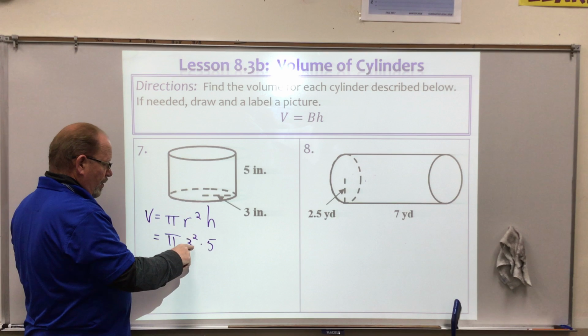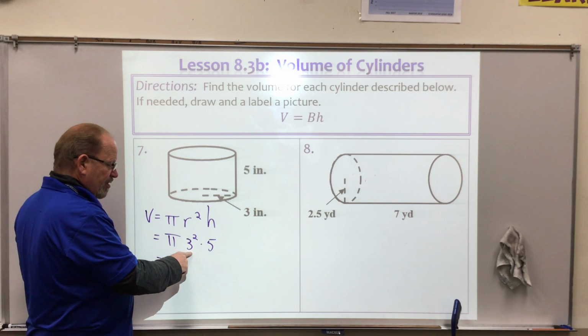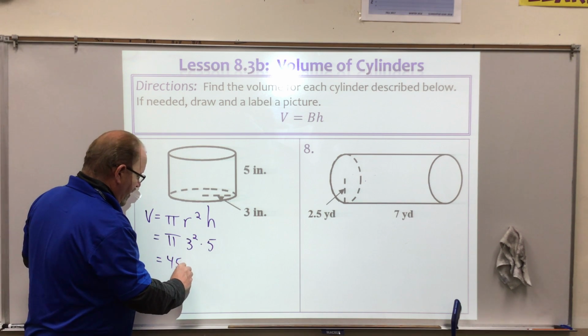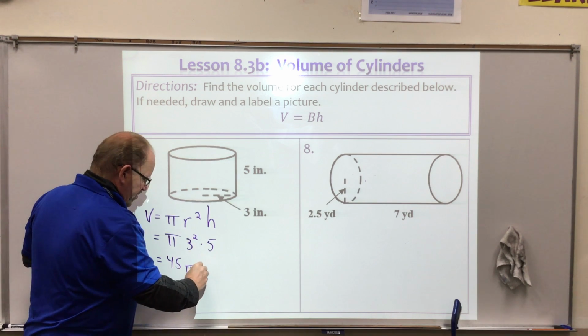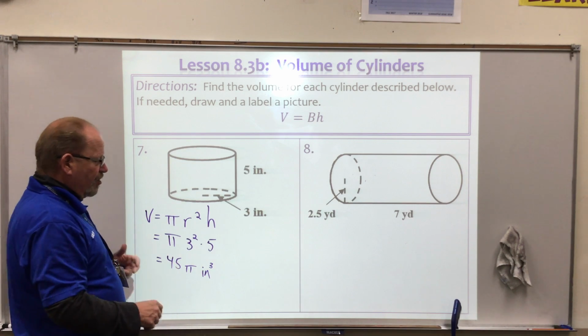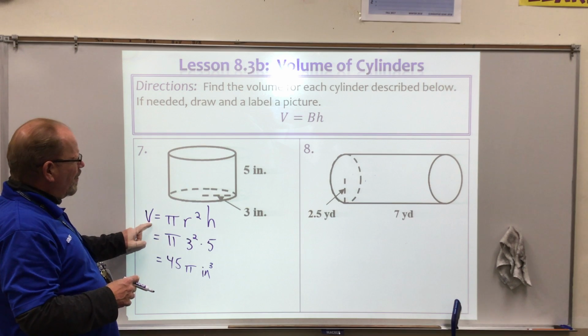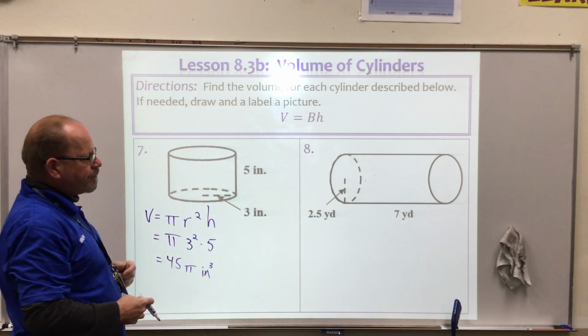So you can do this in your calculator. 3 squared is 9, times 5 is 45 pi, and then the units: inches to the third power, or cubic inches. That's a three-dimensional measurement. Remember volume, it's how much fits inside there, okay?